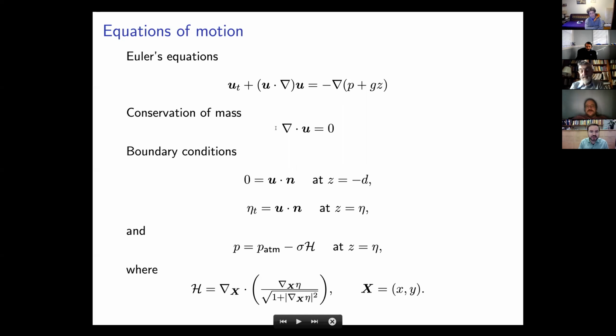So we have the Euler equations, incompressibility, and then the usual boundary conditions. The kinematic boundary conditions on the surface mean that no fluid penetrates the bed, and also that the surface is moving with the water. Then we have the dynamic boundary condition saying that the jump in the pressure from the air region into the water is proportional to the mean curvature. Some notation: I'll use capital boldface X for the horizontal variables x and y, and z is the vertical.